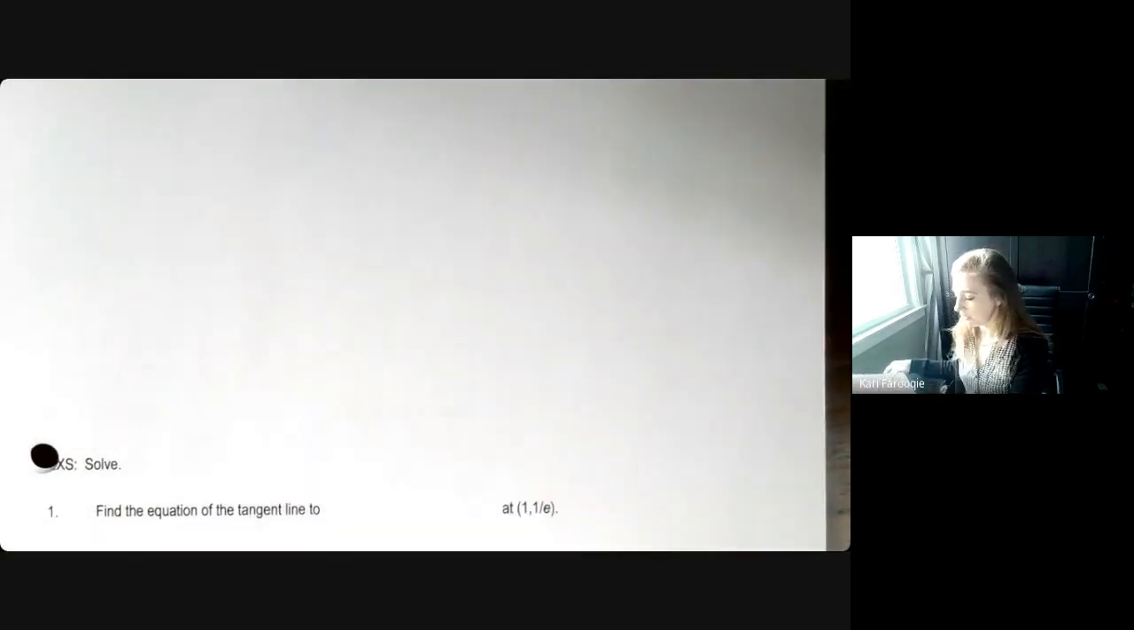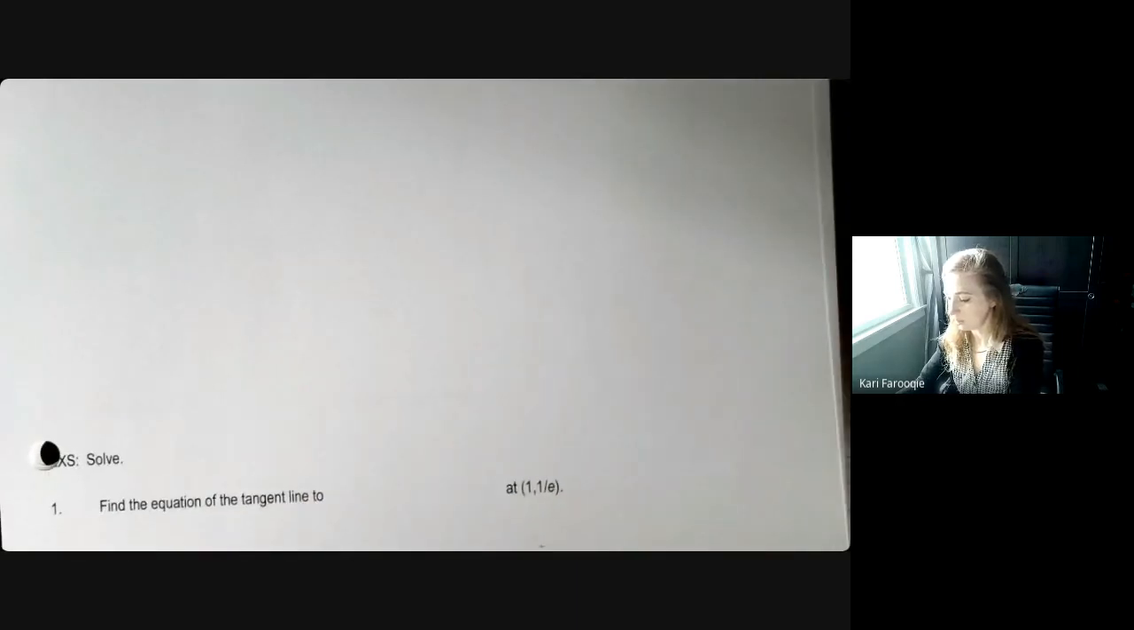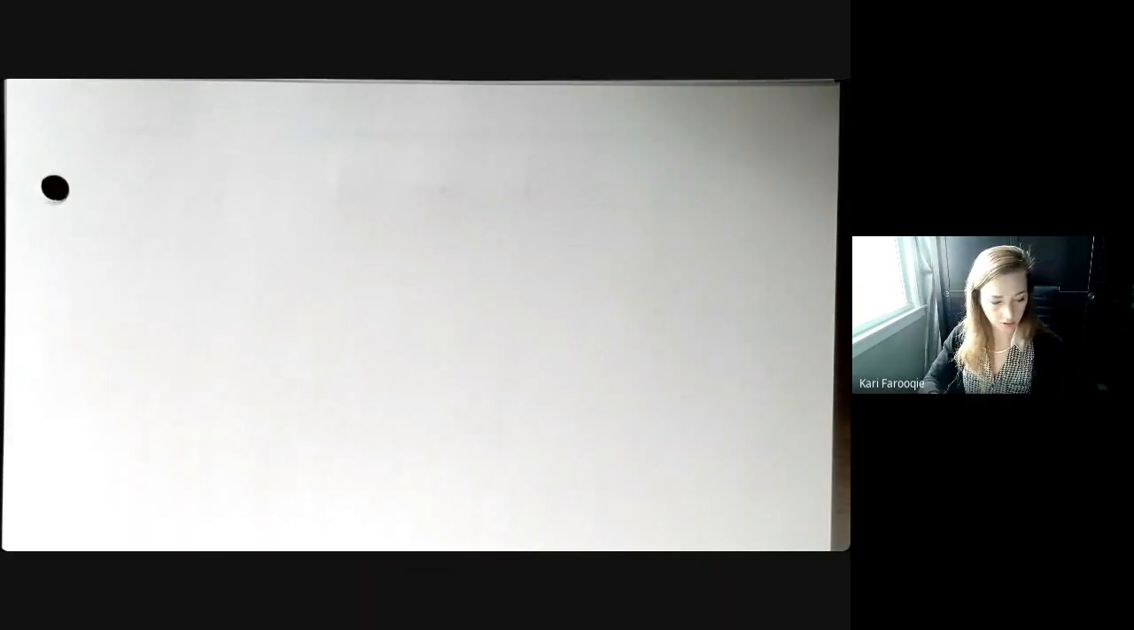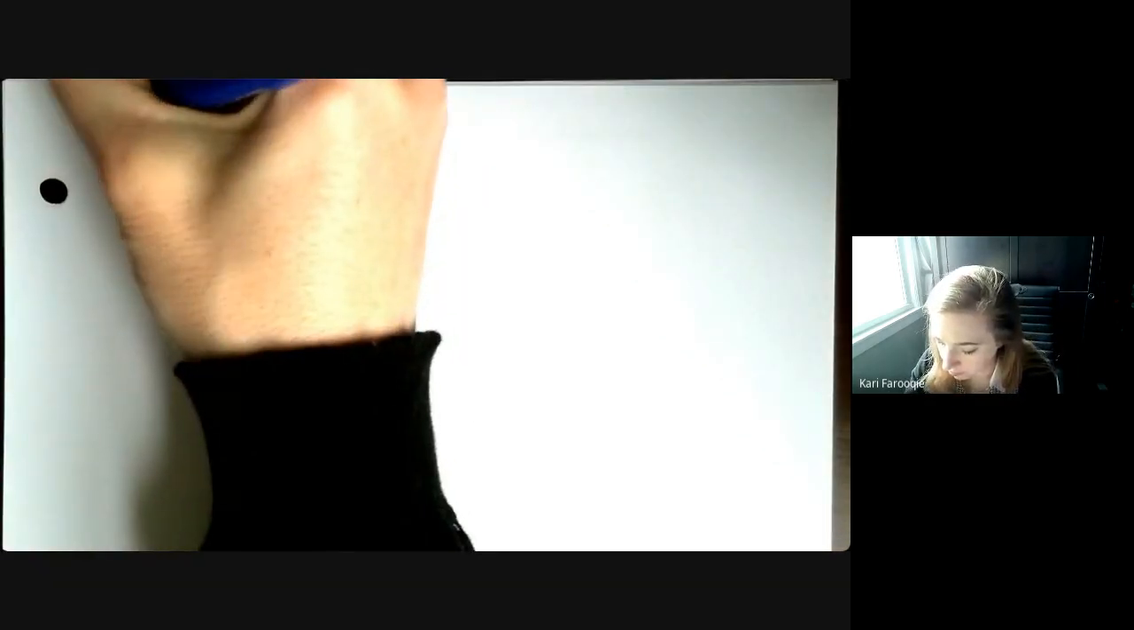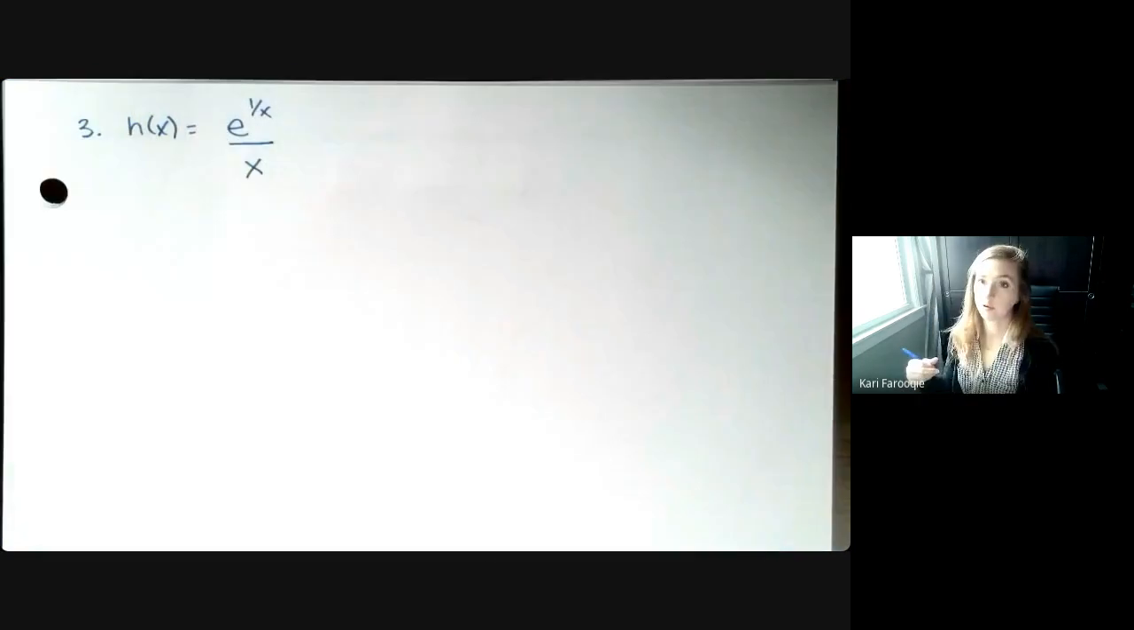All right, I have one more example here that I think will help with these derivative rules. The example is h of x equals e to the 1 over x, divided by x. So now this one needs the quotient rule.